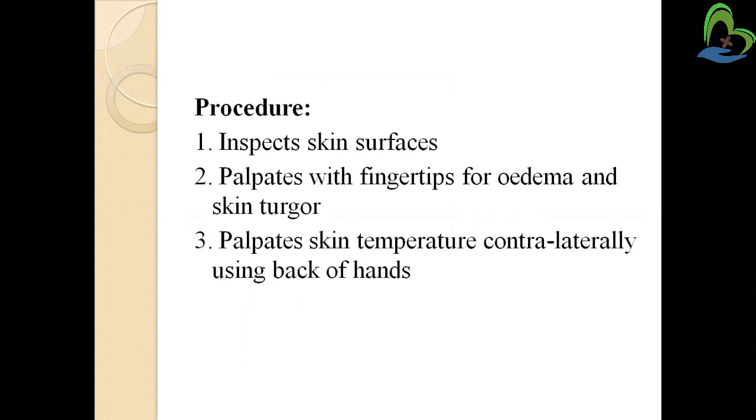So what is the procedure? First of all, we will see inspection. Inspect the skin surface for any lesion or marks and palpate with fingertips for edema and skin turgor. Many people are suffering with various kinds of disorders which can cause edema of any body part and skin turgor, which is most important. Skin turgor also sometimes indicates dehydration. Then the third one is to palpate the skin temperature contralaterally using the back of the hands.